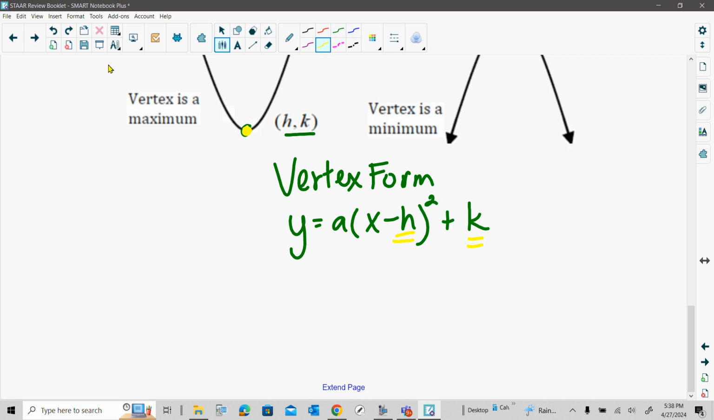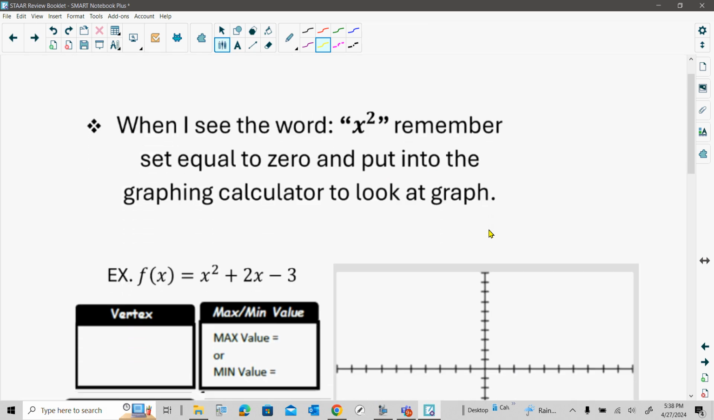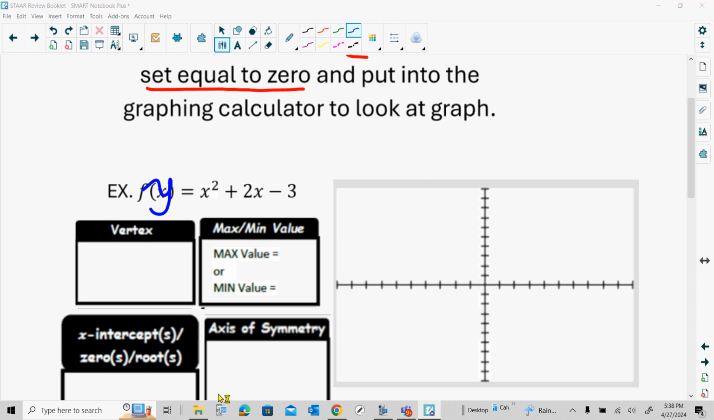So our example here is whenever I see the expression x squared, we remember to set it equal to 0, put it into the graphing calculator and look at the graph. So in this example, if I have f of x equals x squared plus 2x, if I have it equal to 0, that's how I would solve it. But to put it in the graphing calculator, basically my f of x is my y. So I'm just going straight to typing this in the calculator.